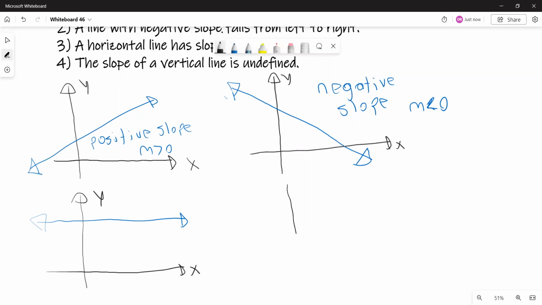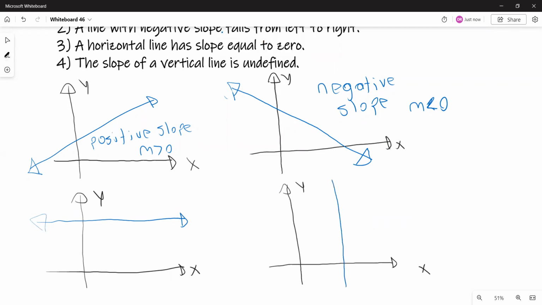And the slope of a vertical line is undefined. So there is no horizontal displacement, there's never a run, and you cannot even tell whether the line is rising or falling. So the horizontal line has slope equal to 0, and the slope of a vertical line is undefined.